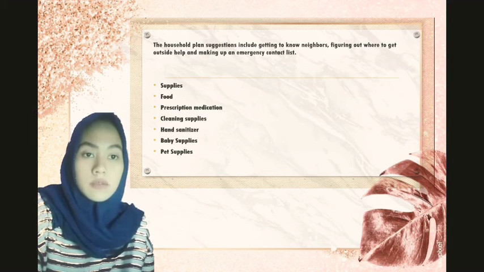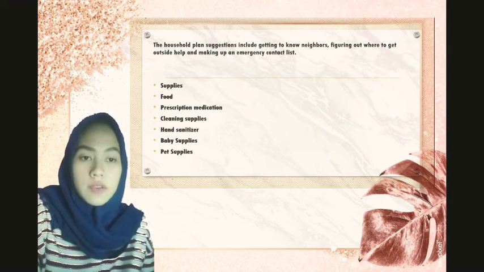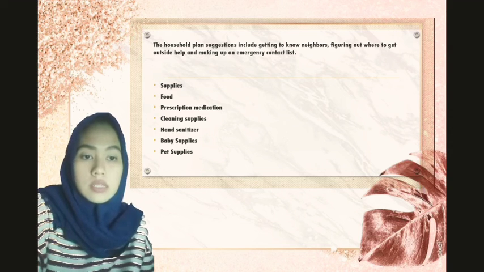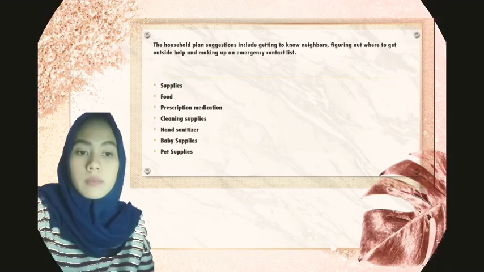The first, supplies. The second, food. The third, respiratory medicines. The fourth, cleaning supplies. The fifth, hand sanitizer. The sixth, baby supplies. The seventh, pet supplies.